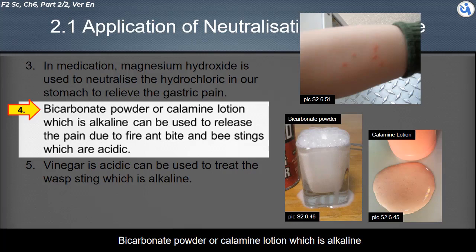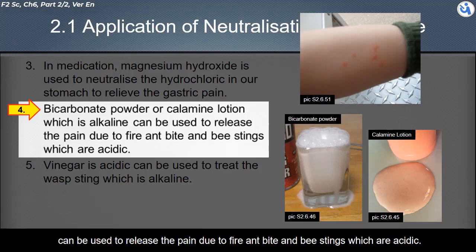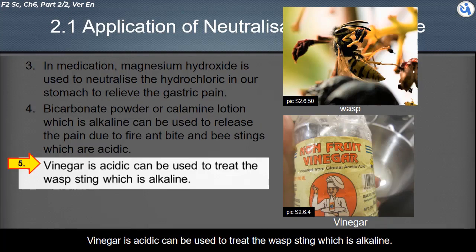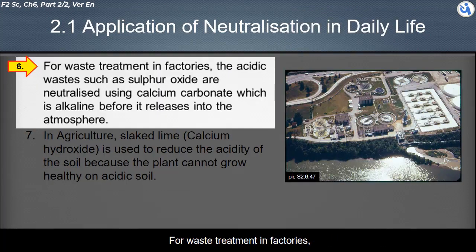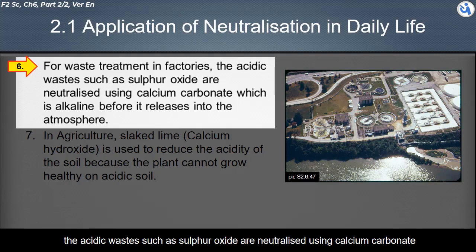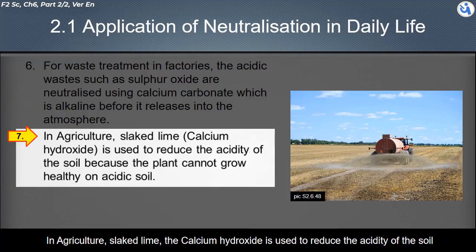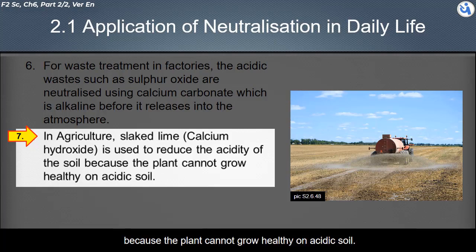Bicarbonate powder or calamine lotion, which is alkaline, can be used to relieve the pain due to fire ant bites and bee stings, which are acidic. Vinegar, which is acidic, can be used to treat wasp stings, which are alkaline. For waste treatment in factories, acidic wastes such as sulfur oxide are neutralized using calcium carbonate. In agriculture, slaked lime, the calcium hydroxide, is used to reduce the acidity of the soil, because plants cannot grow healthy in acidic soil.